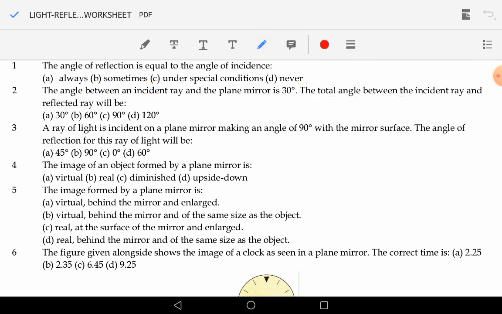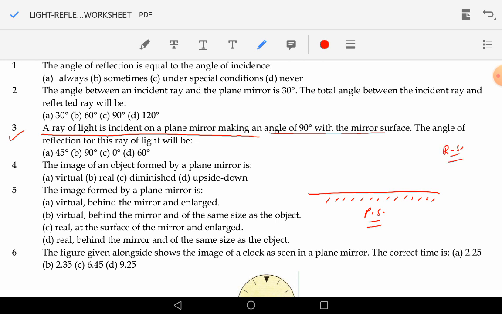Moving on to the third one now. A ray of light is incident on a plane mirror, making an angle of 90 degree with the mirror surface. Okay, so suppose this is our plane mirror. This is the polished side, which is shown with these oblique lines. So this is the polished surface of the mirror, and the upper one becomes the reflecting surface. And whenever we talk about a mirror, it is the reflecting surface which is more important to us.